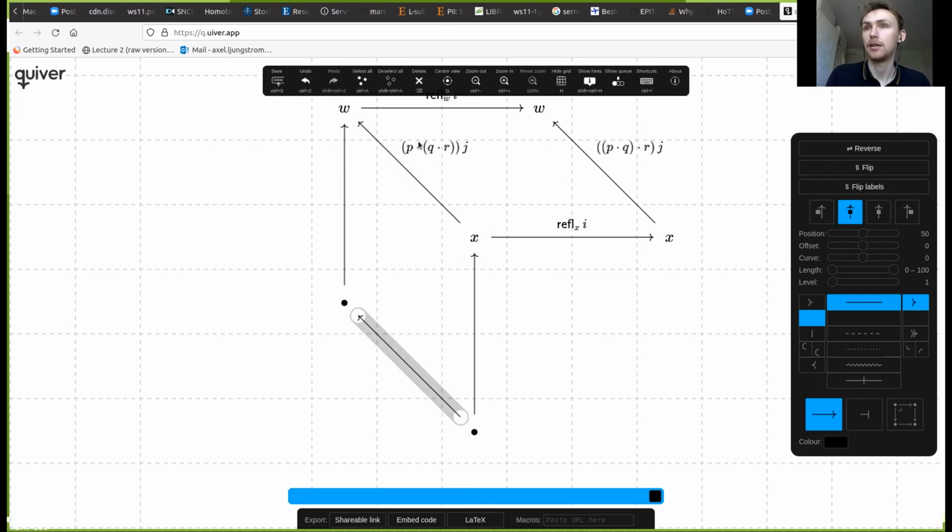What is this? Well, I'm actually starting with the weirdest side. Let's start with this side instead.